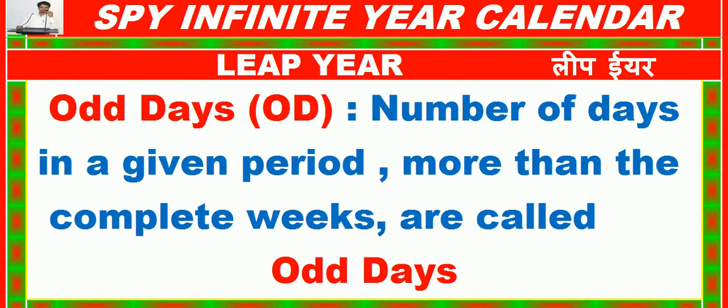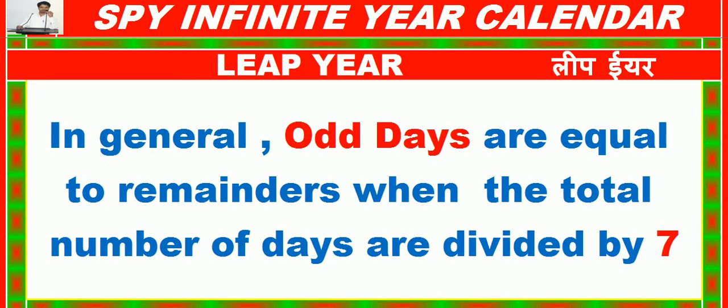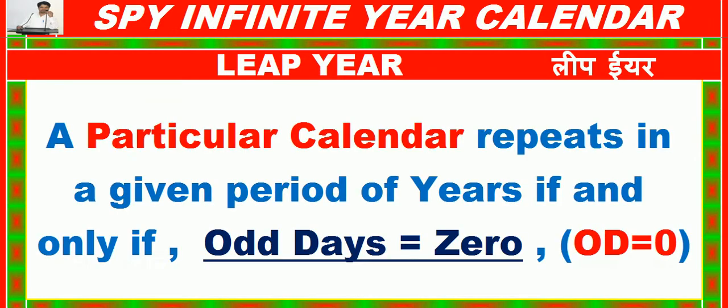Odd days, or OD, are the number of days in a given period more than the complete weeks. In MS Excel, odd day equals MOD of total days, 7. In general, odd days are equal to the remainder when the total number of days is divided by 7. A particular calendar repeats in a given period of years if and only if odd days equals 0, OD equals 0.